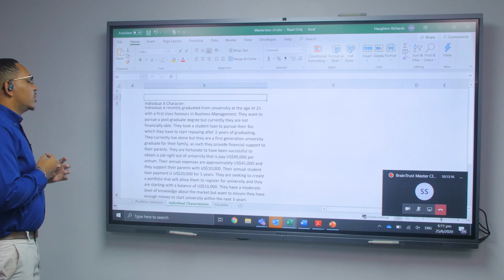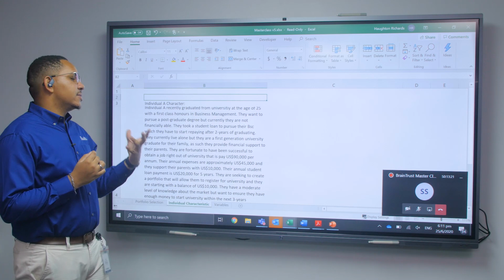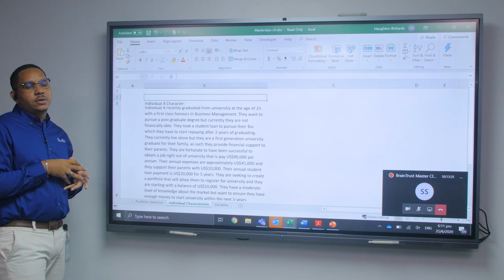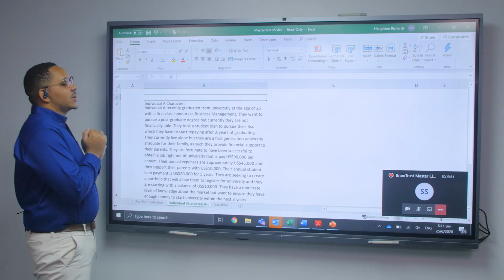Okay, so one person made a point that they may have the willingness to be aggressive, but they're not sure if they have the ability to be aggressive, right? And that's a good point. And one person was saying that's why it's moderate. All right, so let's look at individual B, right?